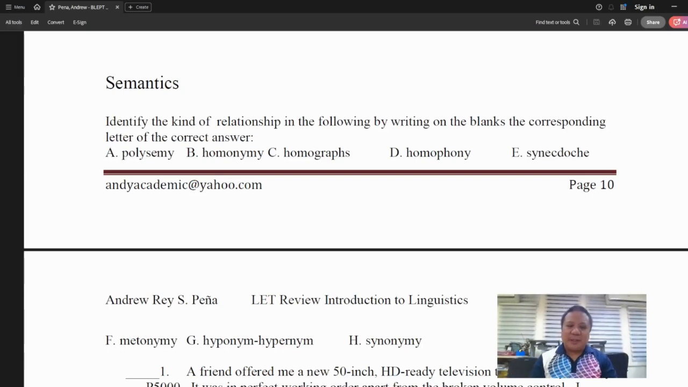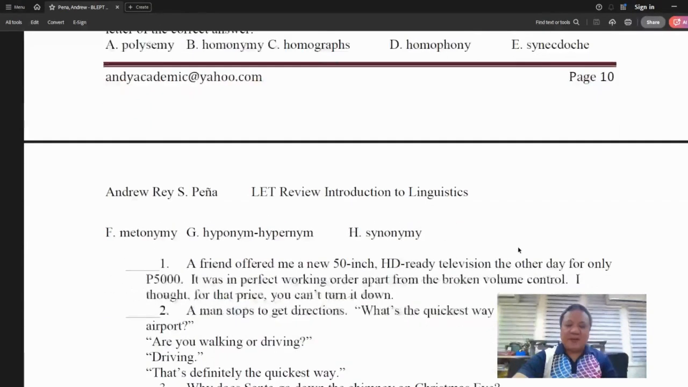Let's now talk about semantics. Identify the kind of relationship in the following by writing on the blanks the corresponding letter of the correct answer. A. Polysemy, B. Homonymy, C. Homographs, D. Homophony, E. Synecdoche, F. Metonymy, G. Hyponym, hypernym, H. Synonymy.